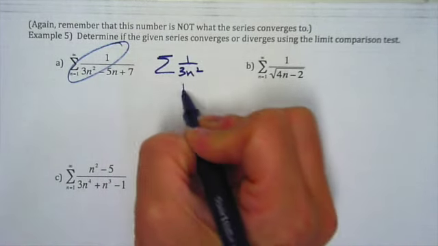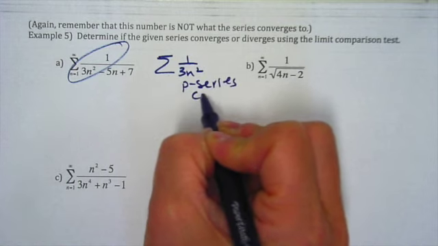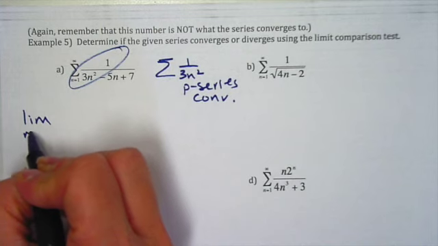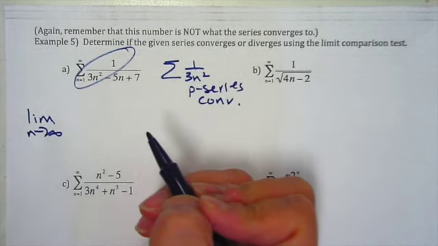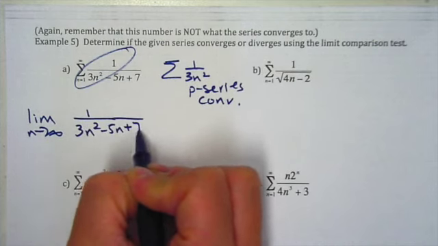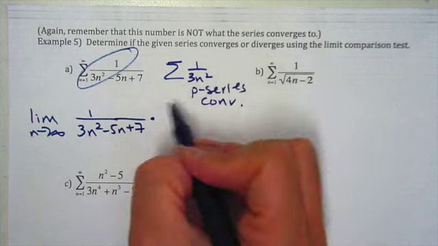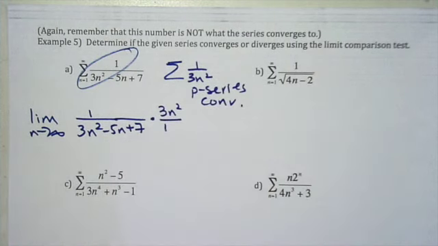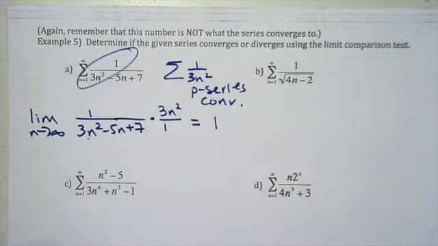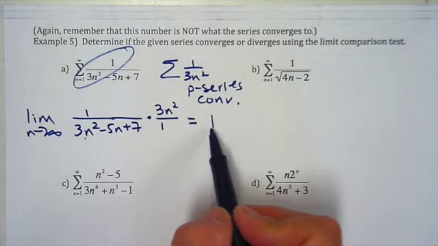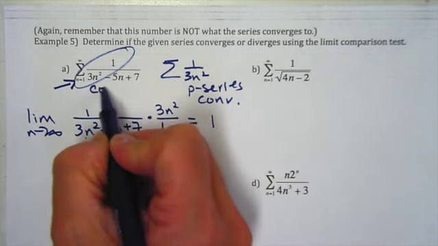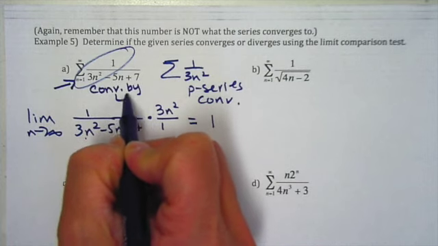I'm going to say this is a p-series that converges. Limit comparison test says you take the limit of, and it doesn't matter which you divide by which. I'm going to go ahead and take the original divided by what you're comparing to, so we're going to flip it. So let's just make it into a multiplication problem. Your degree on the top and the bottom is the same. Ratio of the lead coefficients is 1. I get a positive real number, so I can conclude that the original series and this one do the same thing. So this converges by LCT.